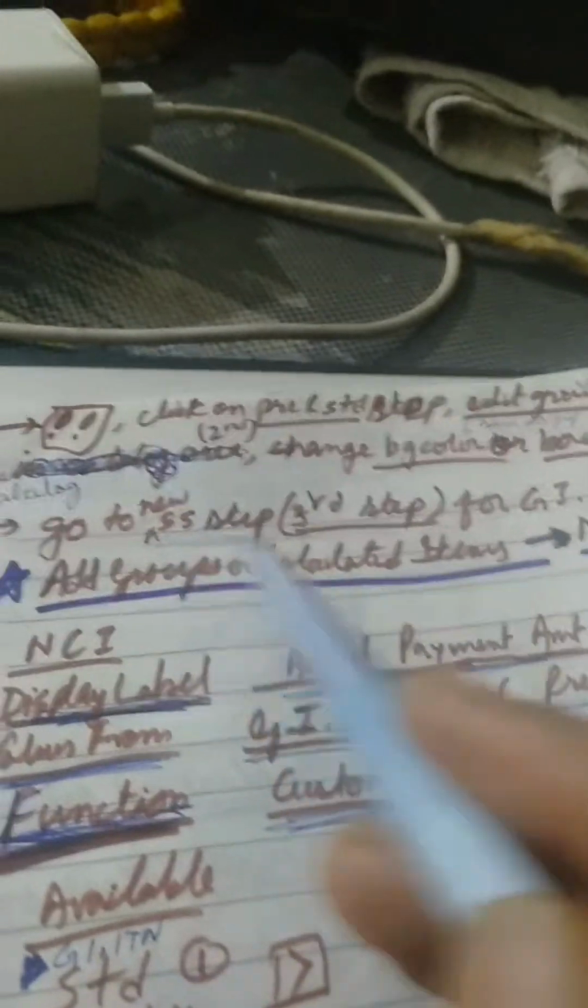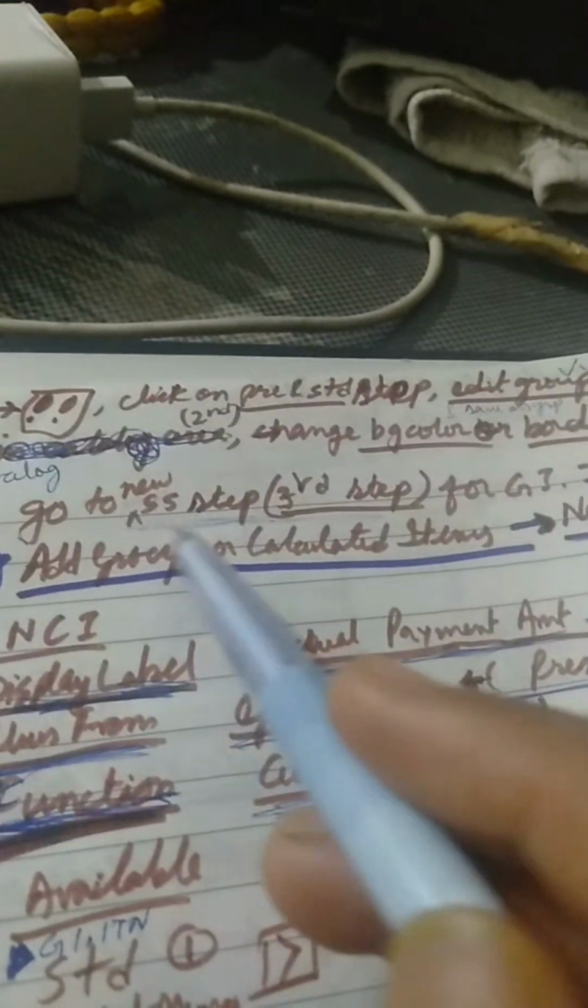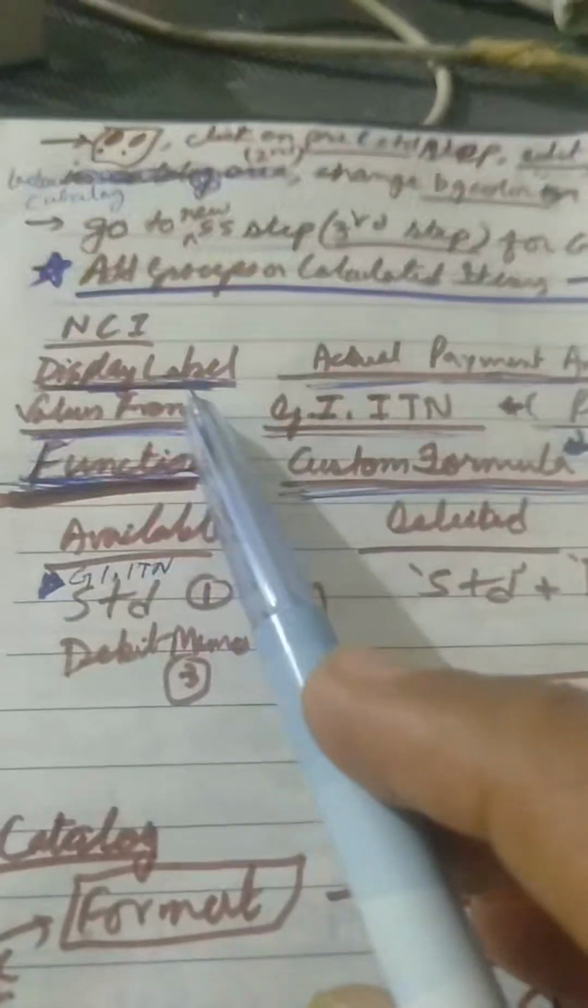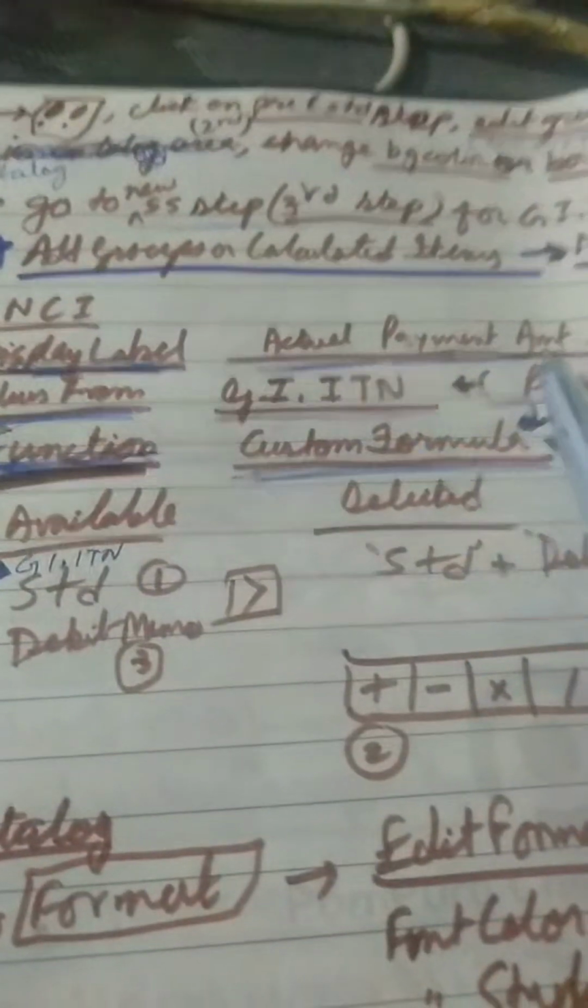The last step is this one, new selection step. Click on that for invoice type name. Click on add groups and calculated columns items. After that, new calculated item. Now you will have display label, the name, whatever I want to. Actual payment amount, I have taken it.